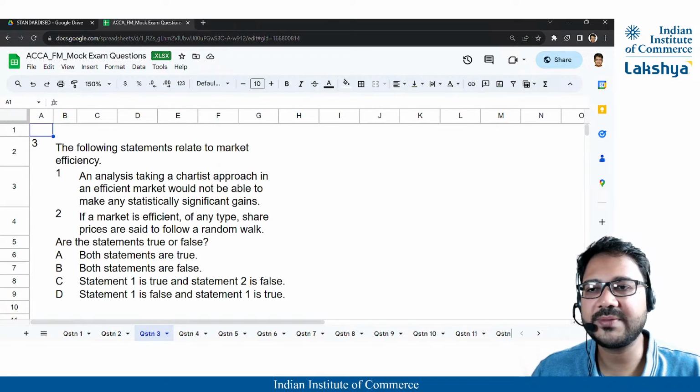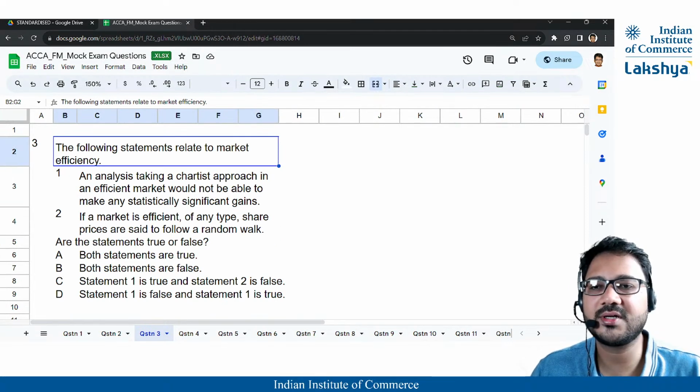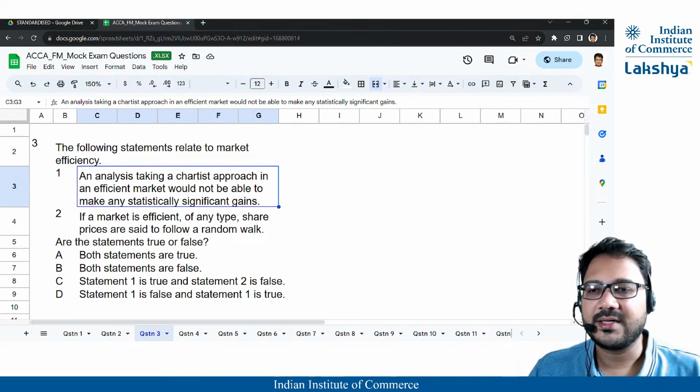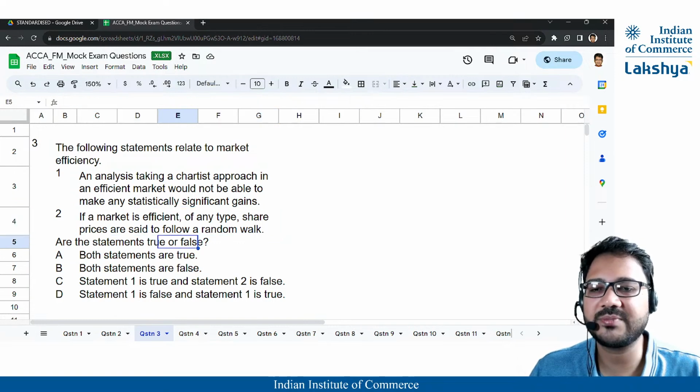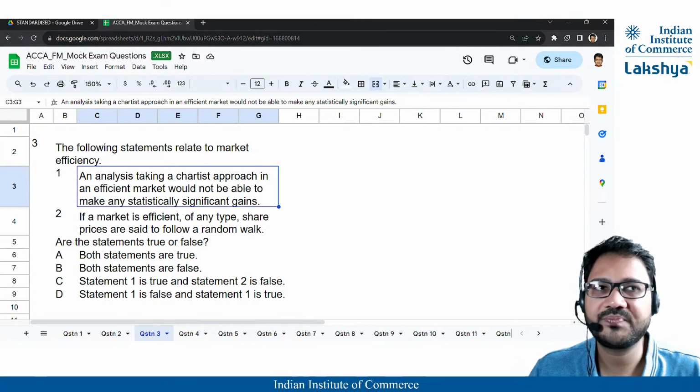Now, question number 3. The following statements relate to market efficiency. So an analyst taking a chartist approach in an efficient market would not be able to make any statistically significant gains. And statement number 2 is, if a market is efficient of any type, share prices are said to follow a random walk. Are the statements true or false? Okay. So statement number 1, is it true or false?